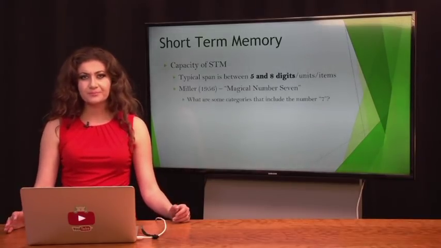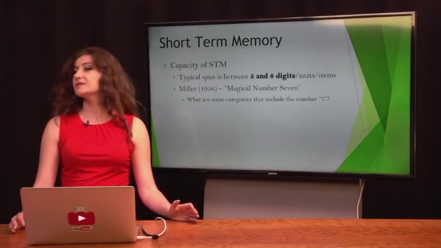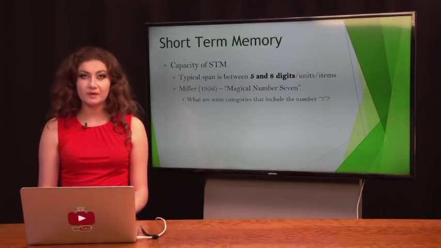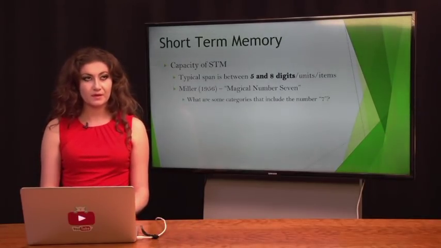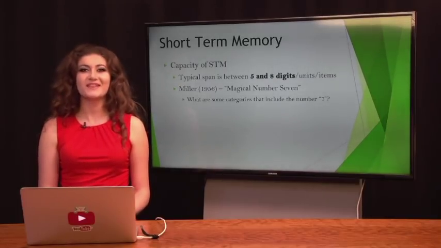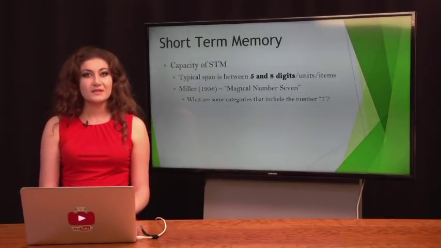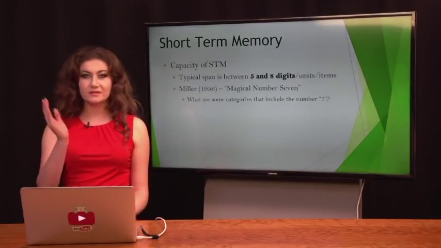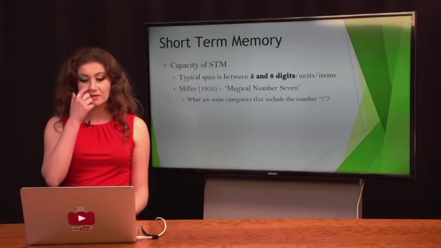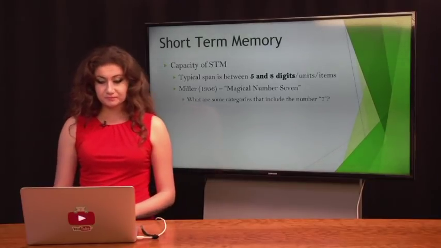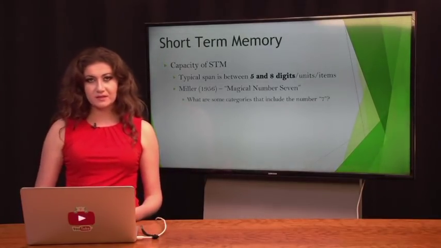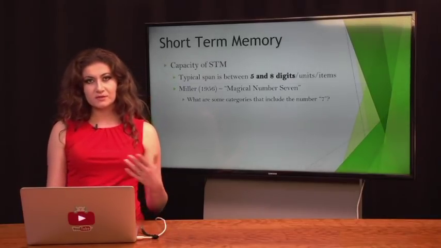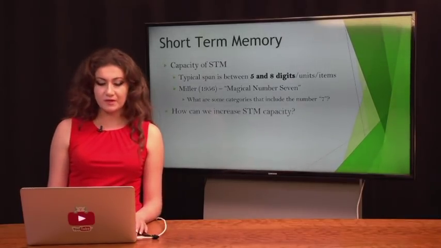And if we think about it, we can actually come up with some categories that include the number 7, such as a telephone number, without the area code. We have 7 days of the week. We have 7 letters or digits on a license plate, at least in America. So there are a variety of different things that are categorized with the number 7, and it's very interesting to know whether that was done on purpose or not.